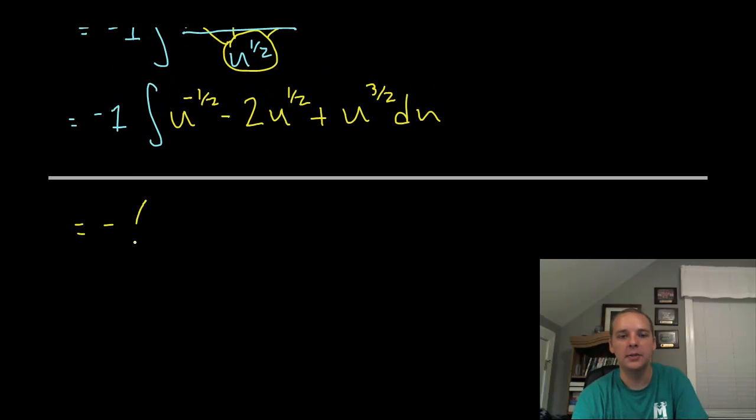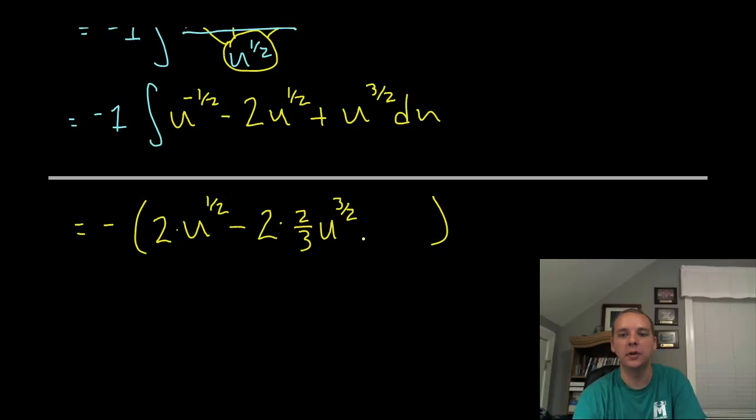We'll have a minus, and then we'll integrate each of these. Add 1 to this exponent, you'd get u to the positive 1/2 divided by 1/2. But as we typically do, rather than divide by a fraction, we'll multiply by 2 over 1, which is just 2. All right, and then minus 2 times, and then we'd have u to the 3 halves with a 2/3 out front. And then lastly, u to the 5 halves with a 2/5 out front, with a plus c.